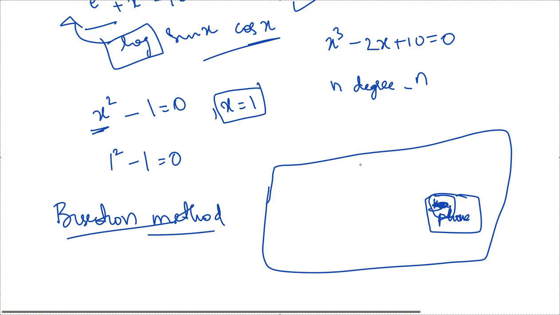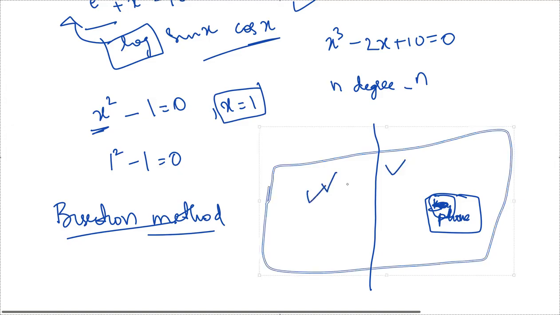So what you do is you try to ring your phone. Since the room is very big, you'll try to divide the room into two halves and see if the phone is here or here. You try to hear the sound and see if the sound is coming from this part or this part.